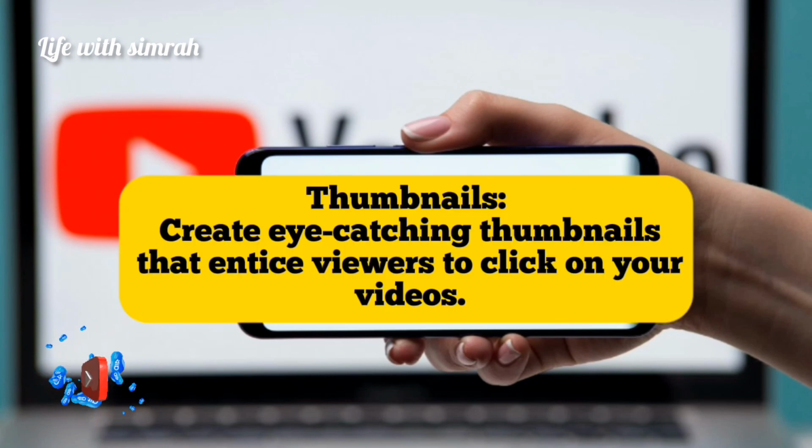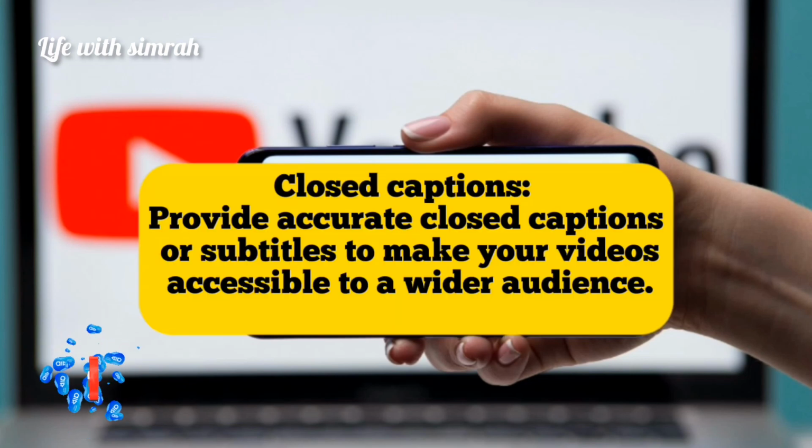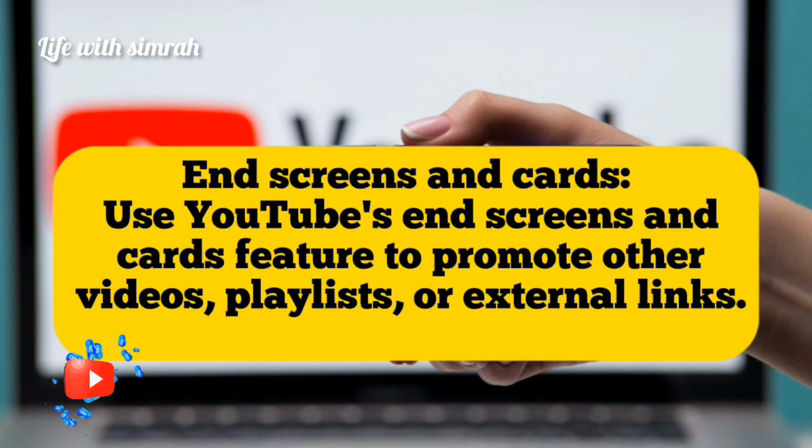Thumbnails. Create eye-catching thumbnails that entice viewers to click on your videos. Closed captions. Provide accurate closed captions or subtitles to make your videos accessible to a wider audience. End screens and cards. Use YouTube's end screens and cards feature to promote other videos, playlists, or external links.